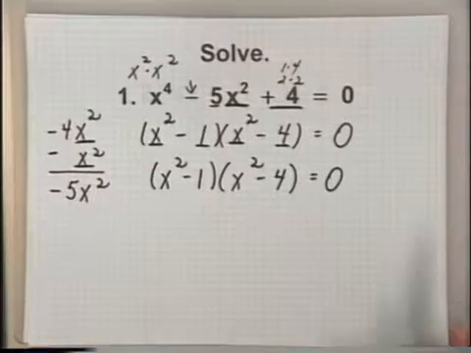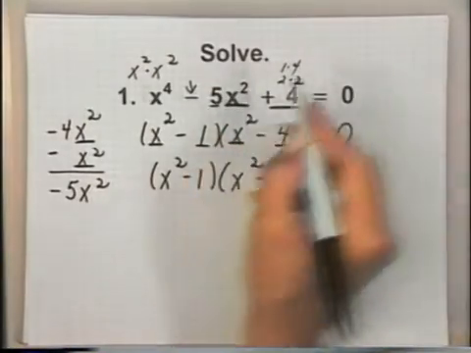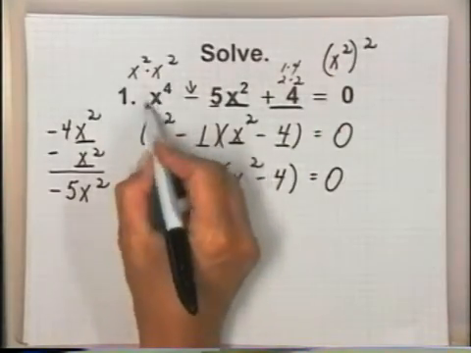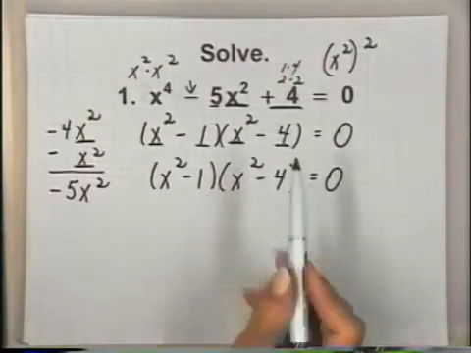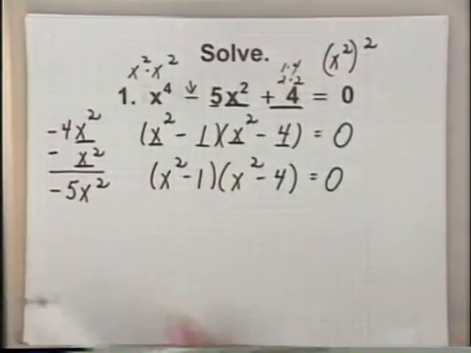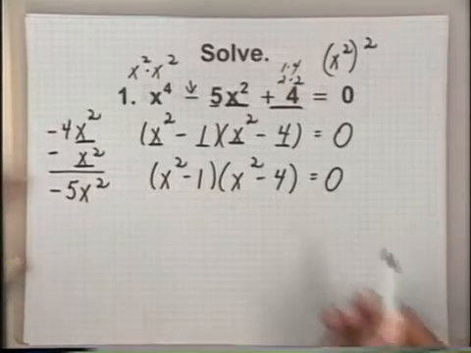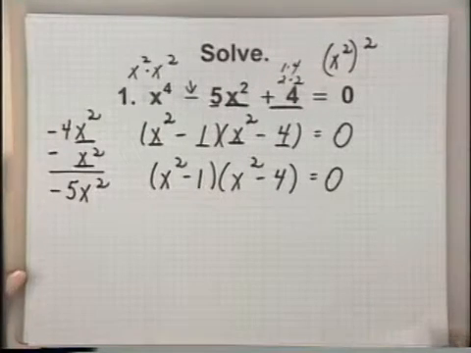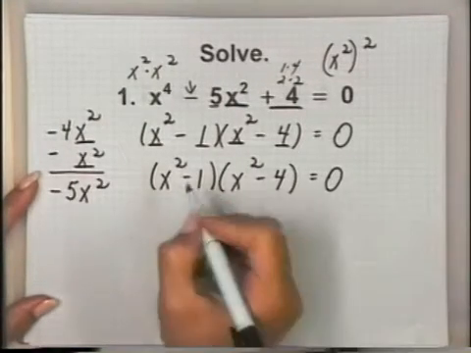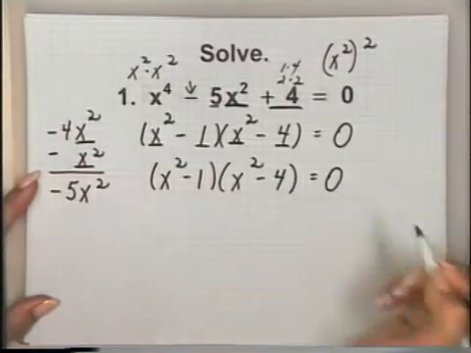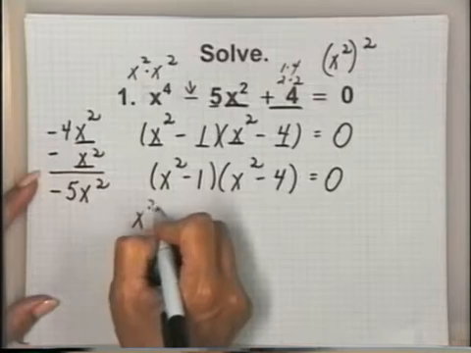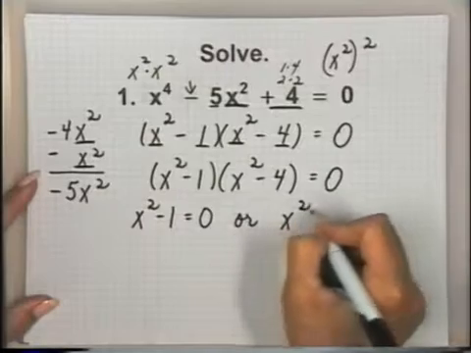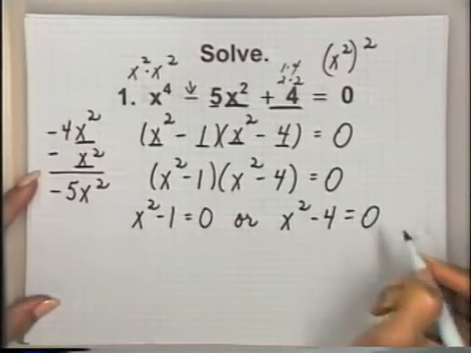Of course, we realize it's an equation in quadratic form because if we take the variable expression of the middle term, x squared, and square it, we get the variable expression of the first term, and of course our three terms on the left are set equal to 0. Now, since we have factored the left side of this equation, we may use the zero product theorem that says if this factor times this factor equals 0, then x squared minus 1 must equal 0, or x squared minus 4 must equal 0.